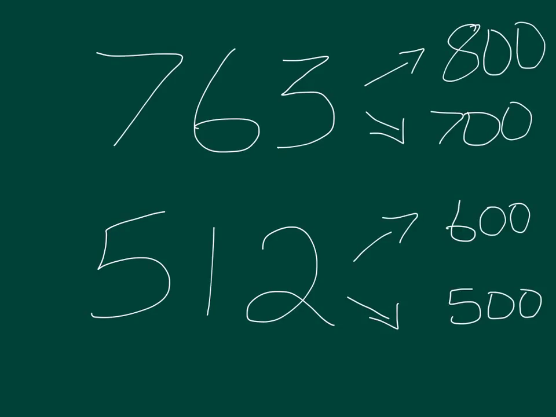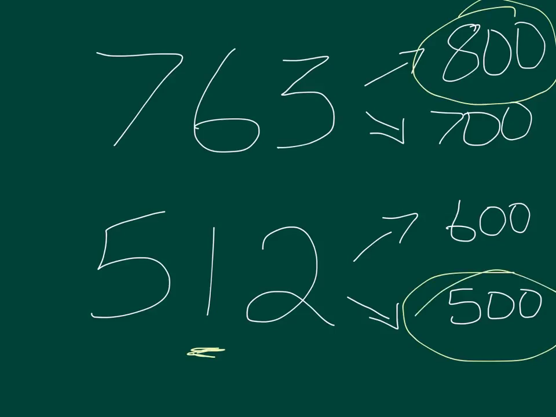Okay, in our first number, 763, we see that we have a 6 in the tens place. So I know that if it's 6, I'm going to round up to 800. So the correct answer for 763 was up to 800. And then in the next number of 512, I see that I have a 1 in the tens place. And I know if the number is 4 or less in the tens place, I'm going to round down to the nearest hundred, which in this case is 500.